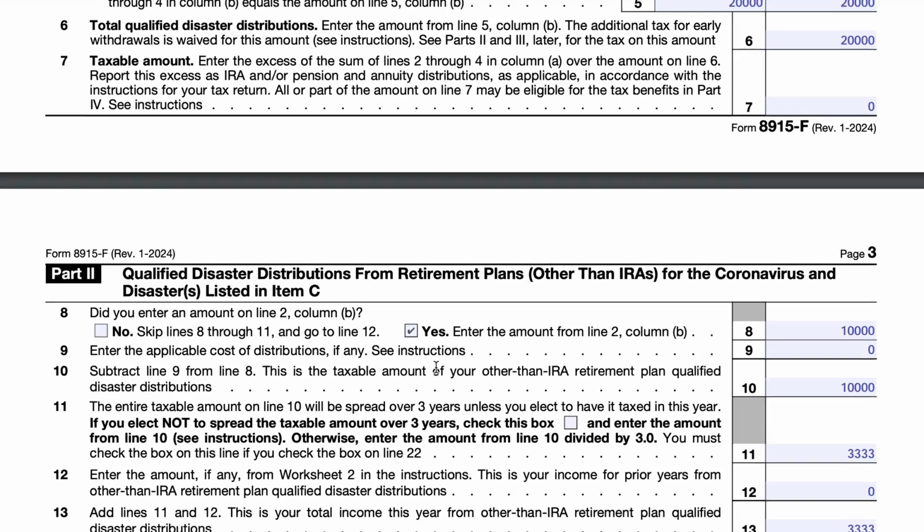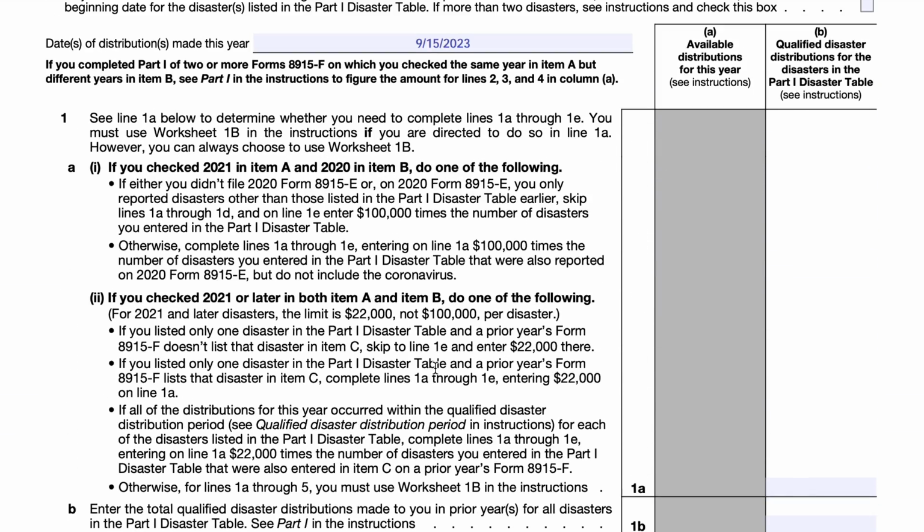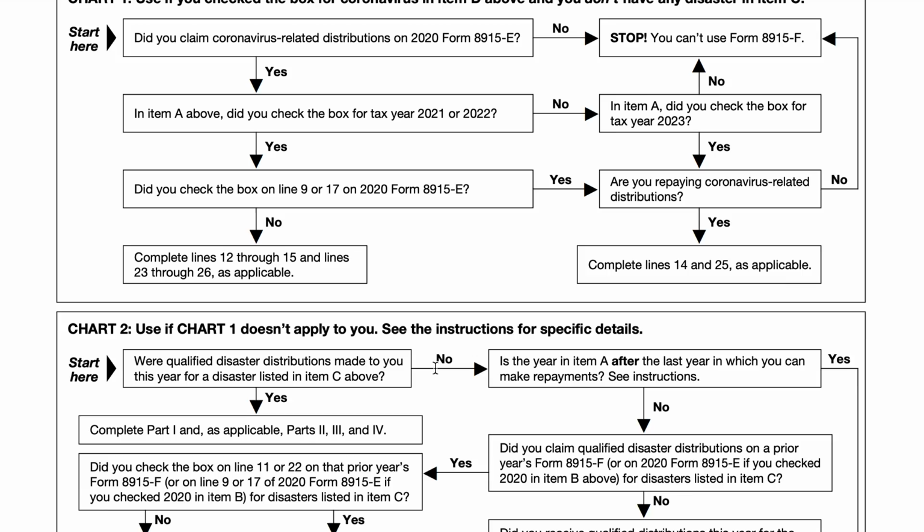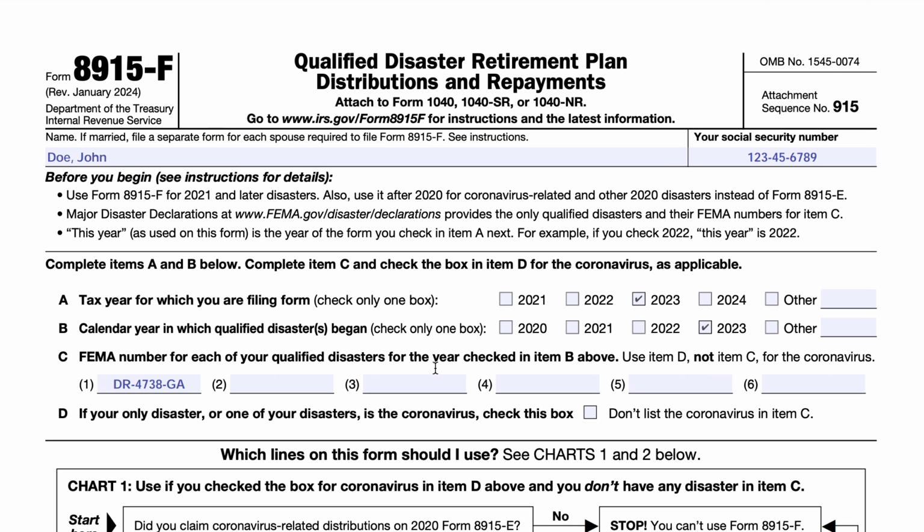So this is not the most straightforward tax form. It is a little cumbersome. I expect that when they release the next year's version, it may be a little bit more streamlined, as we'll hopefully be getting out from under the coronavirus related disaster repayment structure. So hopefully this form will look a little bit easier when we're filing 2024 tax returns in 2025.